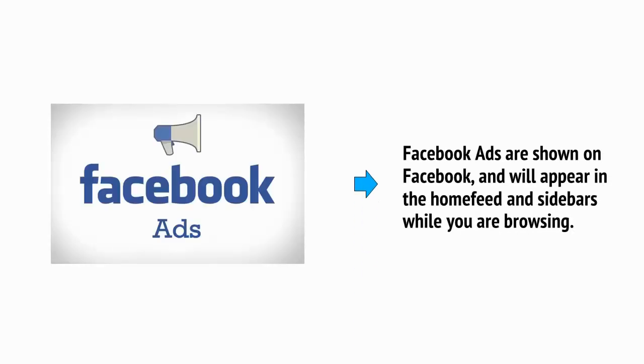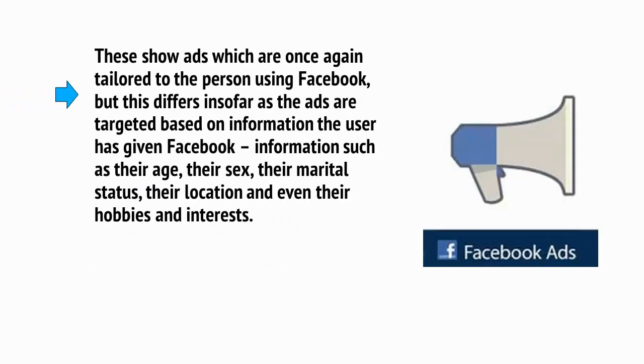Rounding out the holy trinity of PPC networks is Facebook ads. Facebook ads are similar to Google AdWords or Bing ads in terms of being PPC, but the difference is in where the ads are shown and how they're targeted. As you might have guessed, Facebook ads are shown on Facebook and will appear in the home feed and sidebars while you're browsing. These show ads which are once again tailored to the person using Facebook.